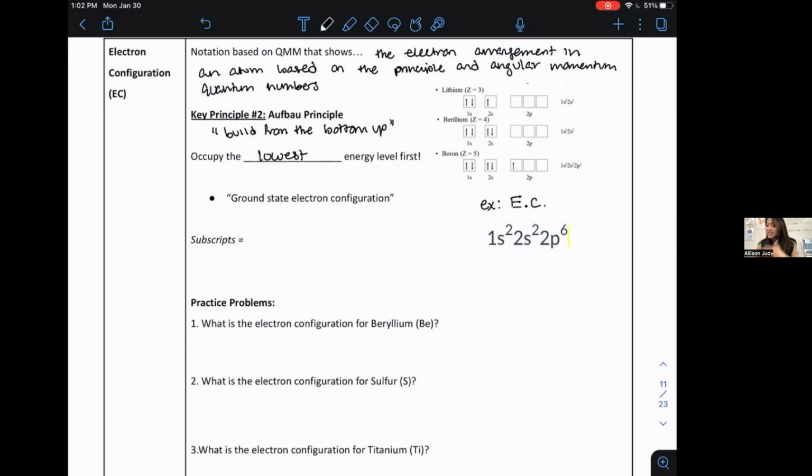Okay. So what we say is that the subscripts represent the number of electrons in that specific orbital. Ooh, my handwriting is already degrading. Look at that. In that specific orbital.